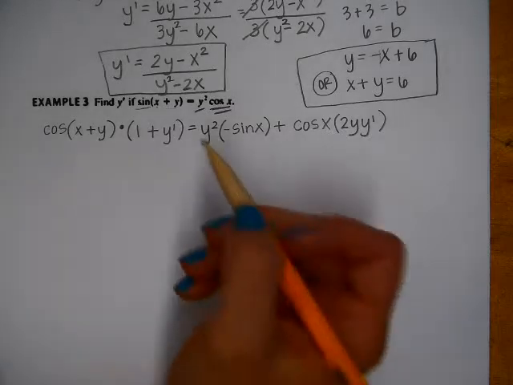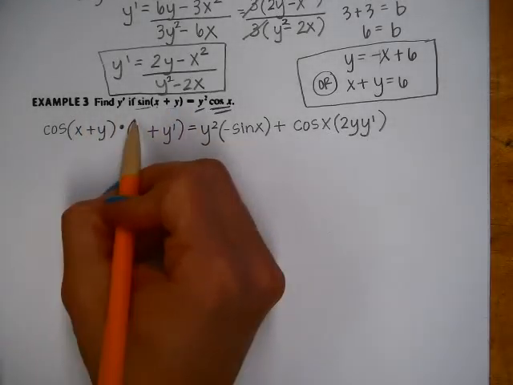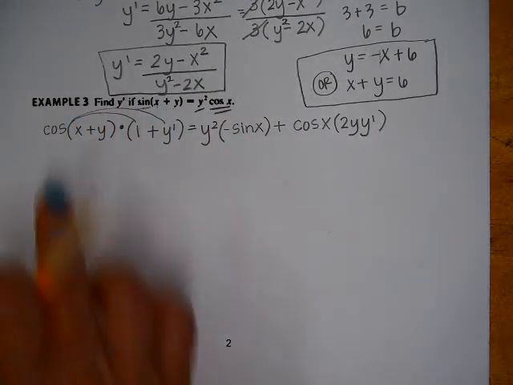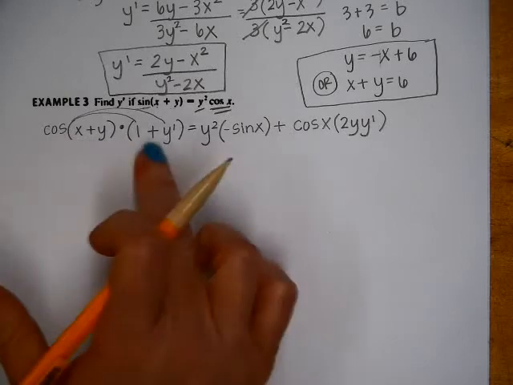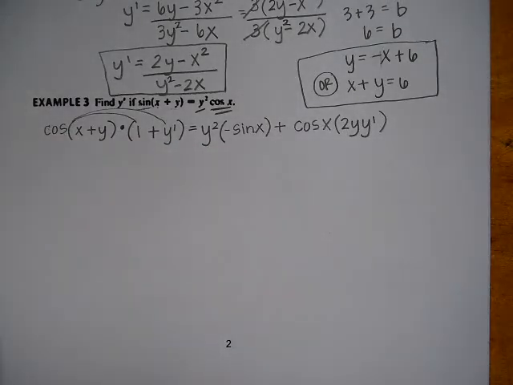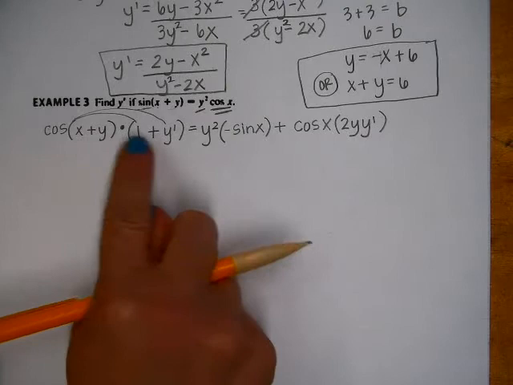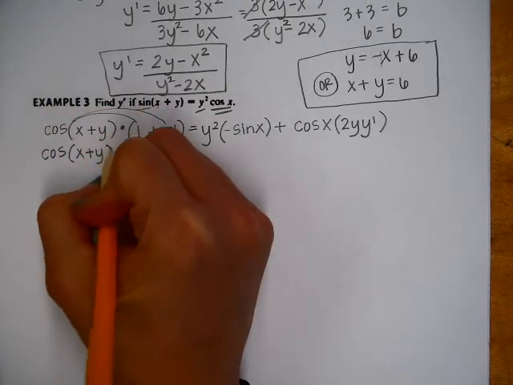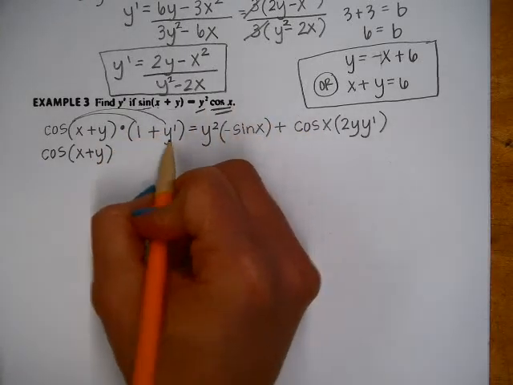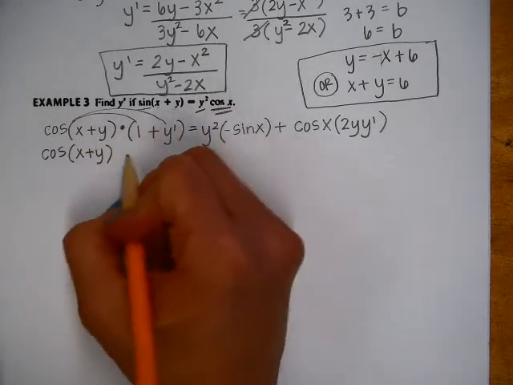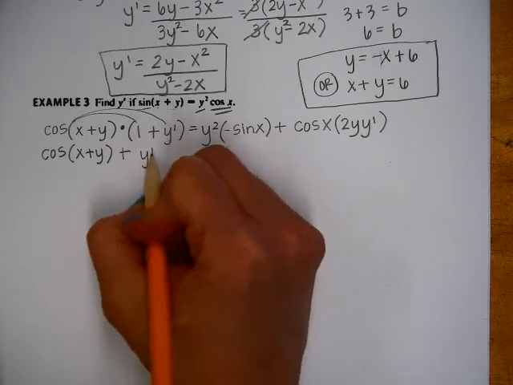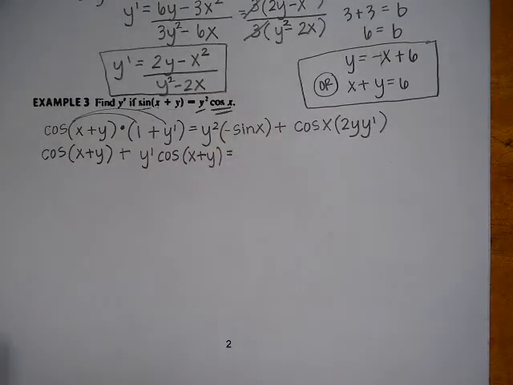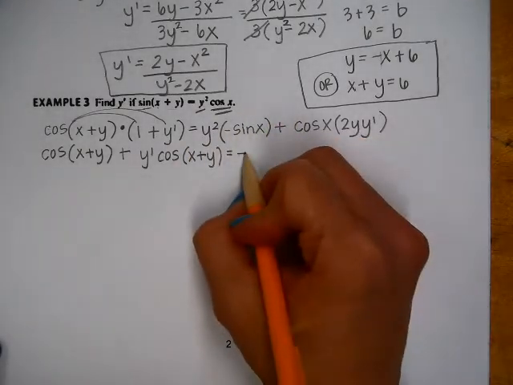That's implicit, but now we've got to do some algebra and pretty this up a bit, okay? So on the left, keep in mind that all of this is going to need to be distributed through this parentheses. You're multiplying cosine of x plus y times what's in this parentheses. So cosine of x plus y times 1 is just going to be cosine of x plus y. And then y prime times cosine of x plus y is going to be y prime cosine of x plus y. Alright, then here we're just going to pull that negative out in front.